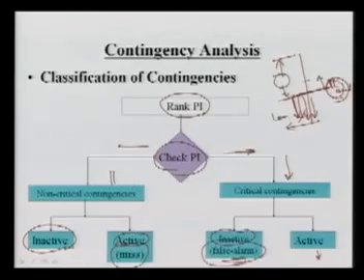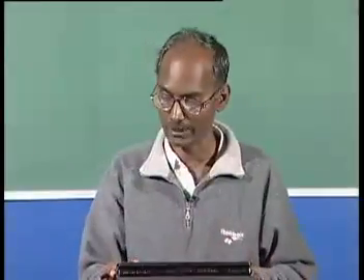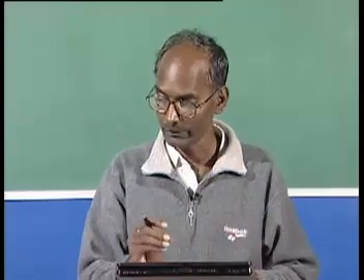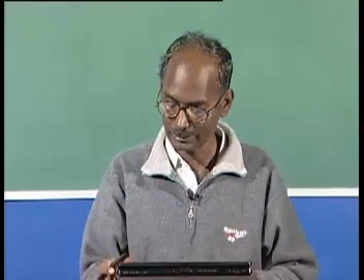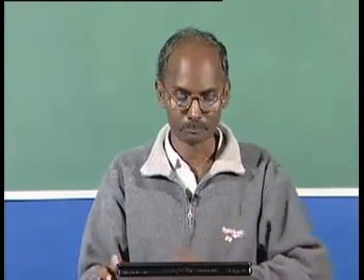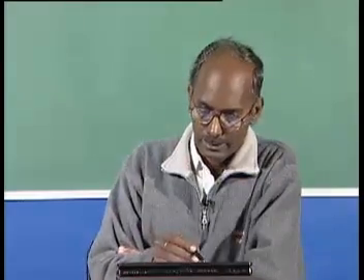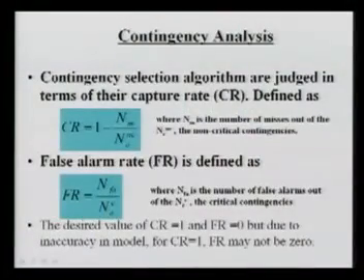So this side we are getting some misses, this side we are getting some false alarms, and normally we have to define what your false alarm rate is and what your capture rate is, and that is defined in this formulation. The contingency selection algorithms are judged in terms of their capture rate, the CR, and it is defined as CR = 1 - NM/NC, where NM is the number of misses out of the non-critical contingencies.